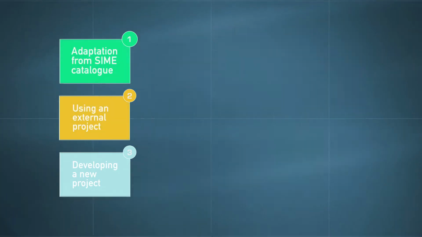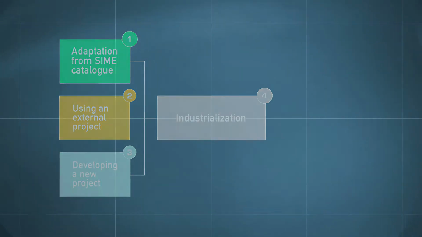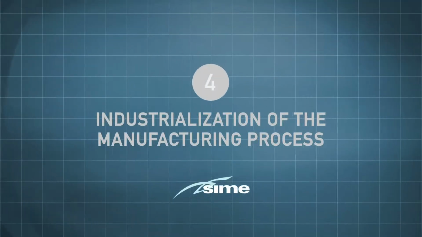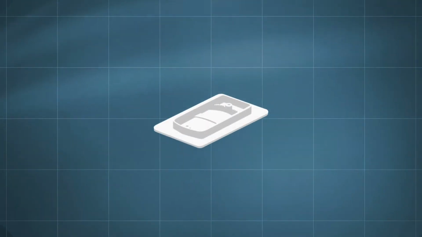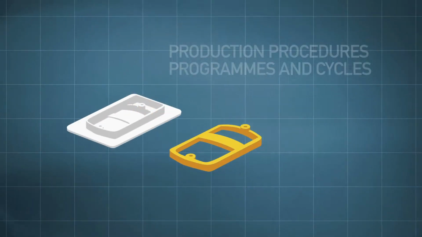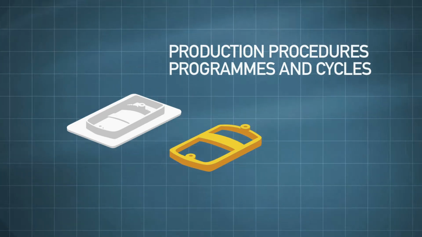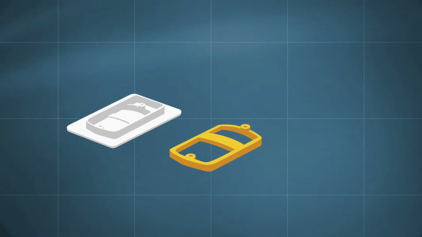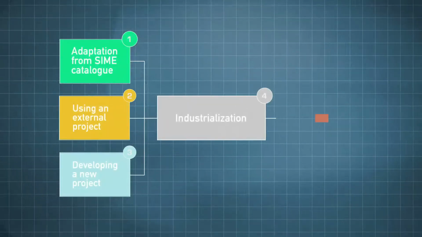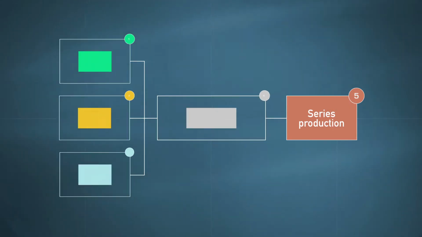The next step is defined by the manufacturing process on an industrial scale. Having established the definitive design for the exchanger and its parts, the following elements are produced: the patterns of the external shapes and the patterns of the internal hollow parts, known as cores. The production procedures, the programs, and the cycles of the various phases of the melting process are also defined. After the industrialization phase, the production phase follows.